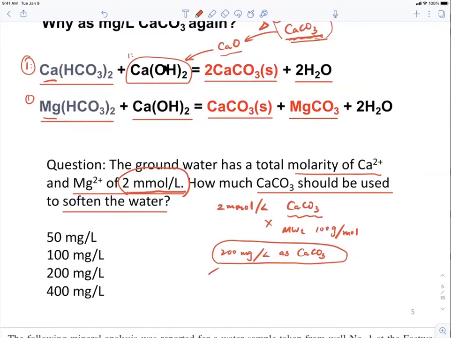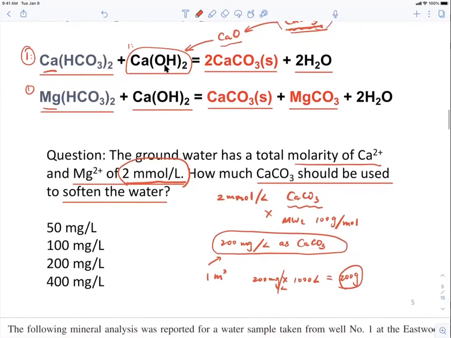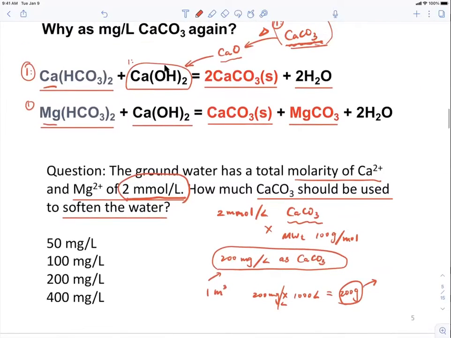Because let's imagine we know the volume of the tank, let's say it has a volume of 1 cubic meter. So 1 cubic meter means, let's say, 200 milligram per liter multiplied by 1,000 liter. That is basically 200 grams. So 200 grams is a pretty small amount, but now you know that you can just place in 200 grams of the calcium carbonate.